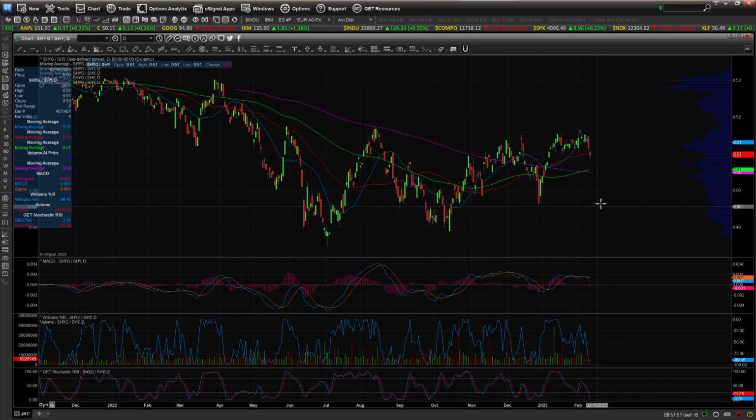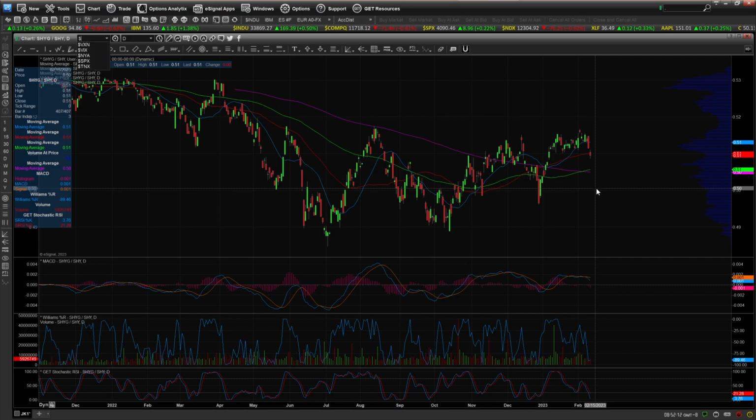So, I'll be watching this, really the 100-day moving average, because it tried to break that for a couple days and then reversed a couple days later. So if it breaks that and stays below that for an extended period of time, then I would start to get a bit more worried. But something to keep an eye on.